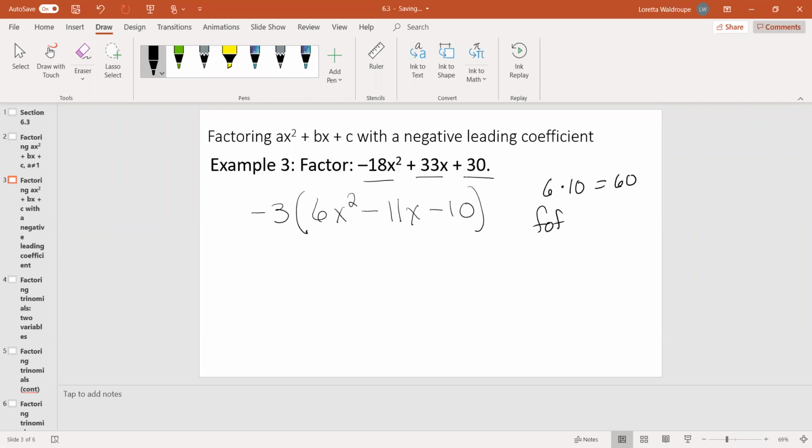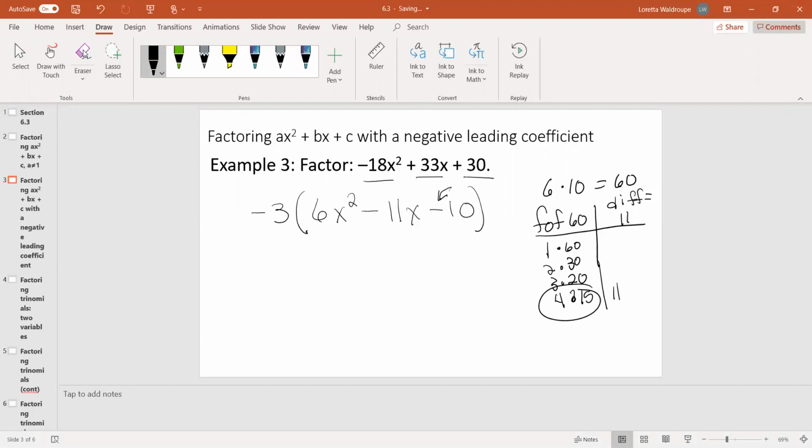So I want the factors of 60, whose difference, because my last term is now a negative, equals negative 11. Or whose difference equals 11, if you want to think of it that way. I worry about my negative at the end. So 1 times 60, no. 2 times 30, that doesn't subtract to 11. 3 times 20. 4 times, hey, that'll subtract and give me 11.